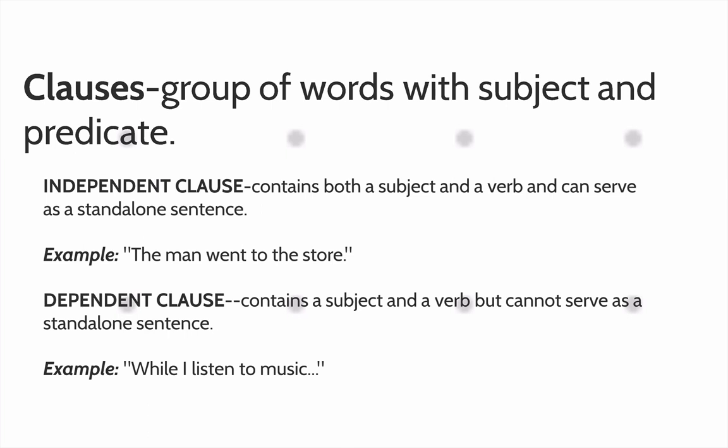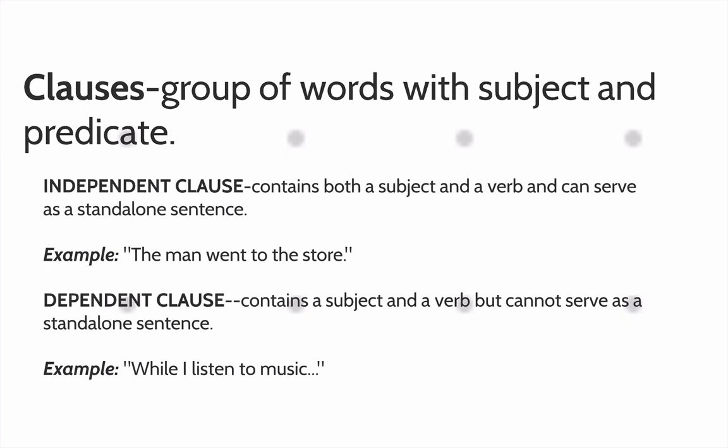We break them up into 2 different types, and the configuration of those 2 types within a sentence will determine what type of sentence it is. The 2 types are an independent clause and a dependent clause. The independent clause has a subject and a verb, and it can serve as a standalone sentence. So an independent clause can operate as a sentence all on its own. And you have an example here.